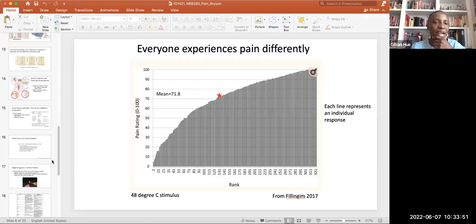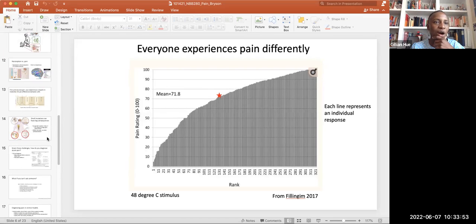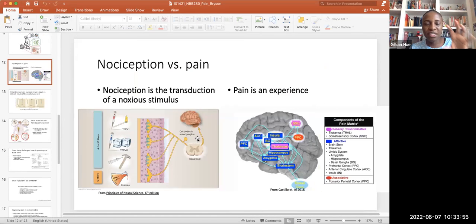And so if we go back to this idea of how the physical stimulus is different from the full experience as everything is integrated, you'll see that we have many levels that we can study and learn about pain.